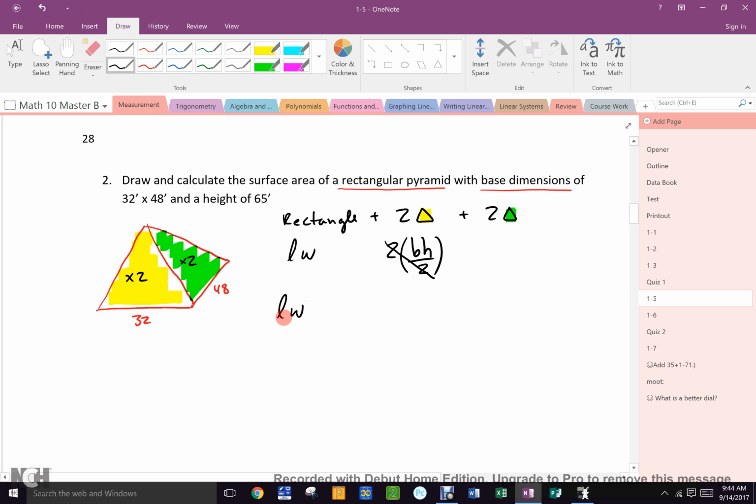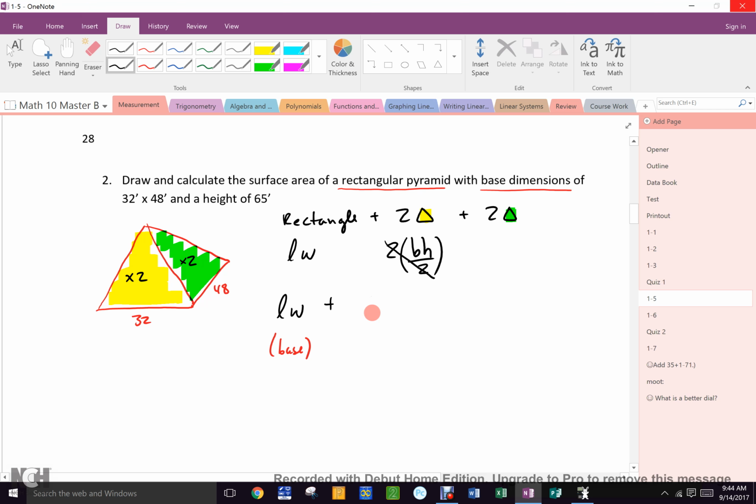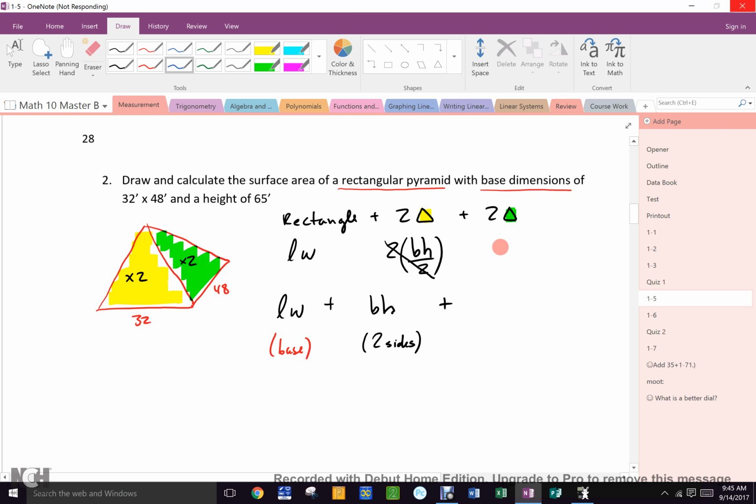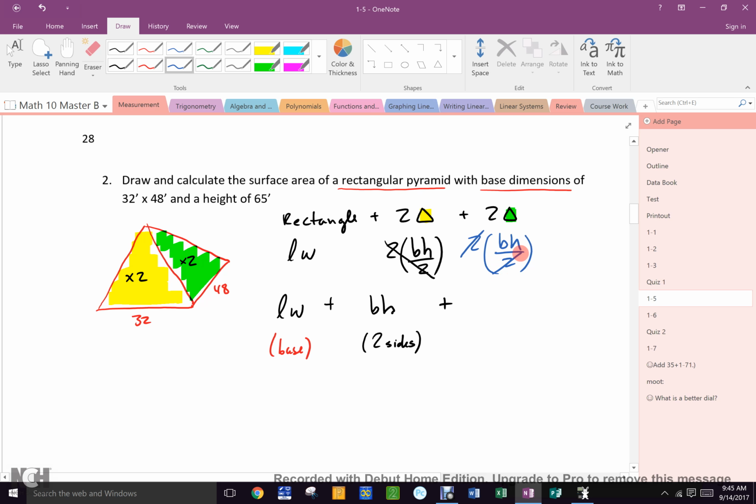So I have the length times width from the base, plus the base times height. Wait for this to unfreeze. The base times height for one side, or I lie, sorry, for two sides. And then I have what's happening over here. Is it the same base and height? It's the same height, but a different base, isn't it? And they cancel. So I get the base times height of the other two sides.